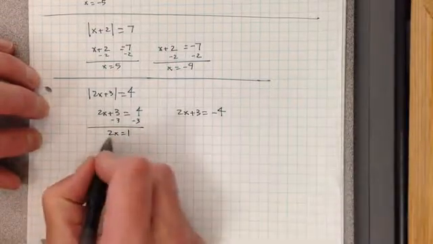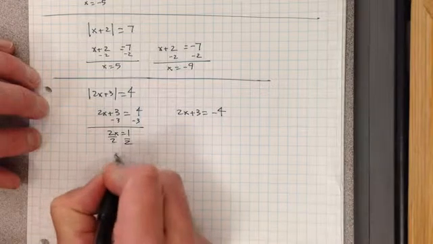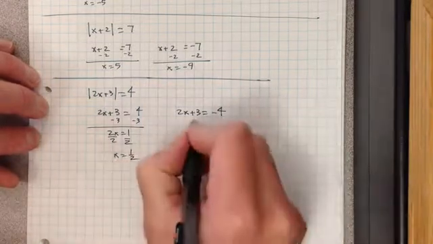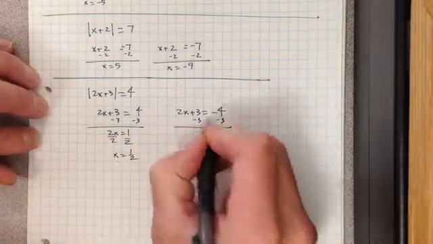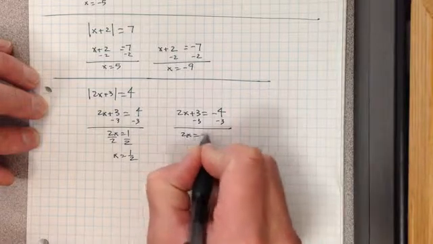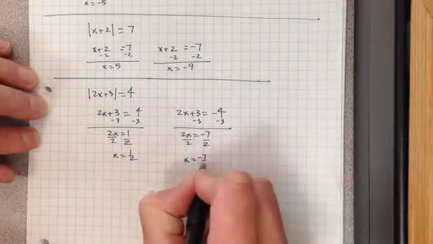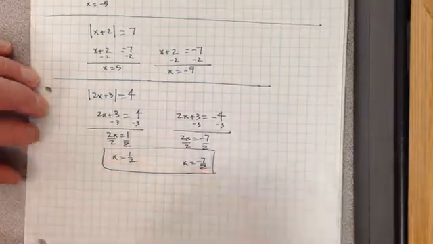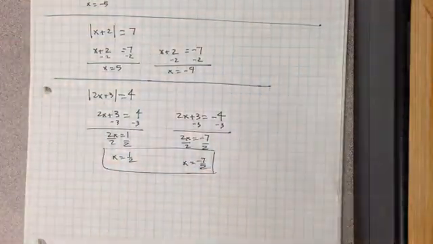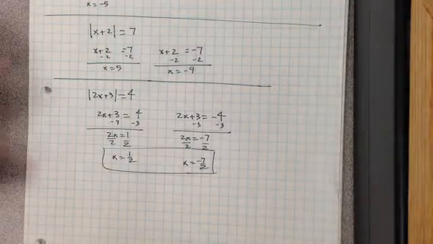2x equals 1, divide by 2. X equals 1/2. Come in here, subtract 3, you're going to be taking the same steps on these. 2x equals -7, divide by 2. X equals -7/2. Those are your two solutions there. If you take them and plug them in, they're definitely going to give us our same answer.